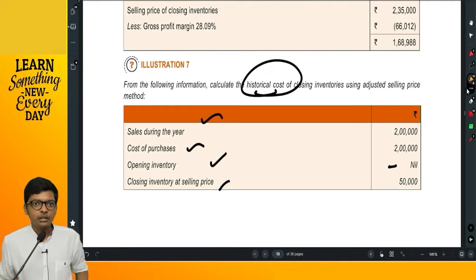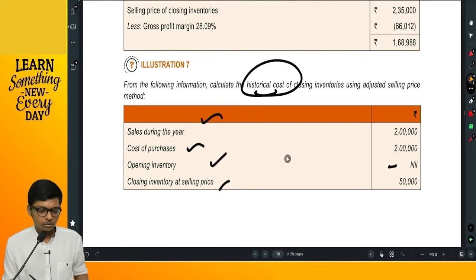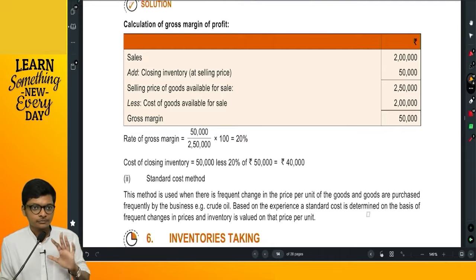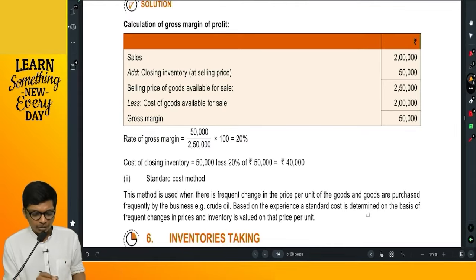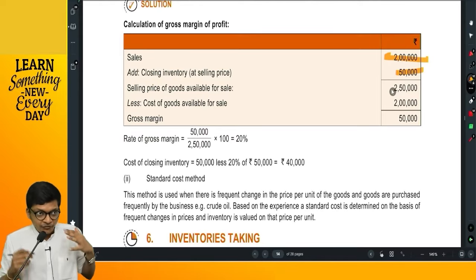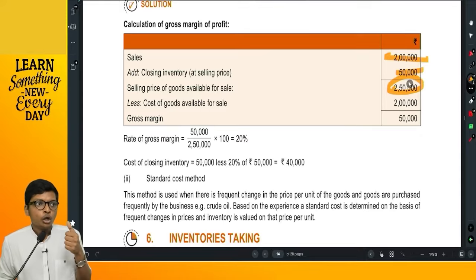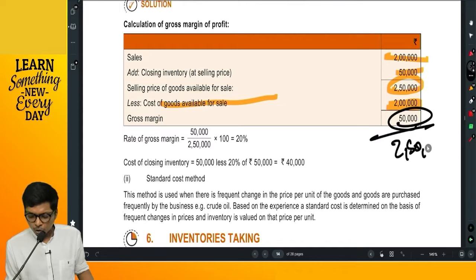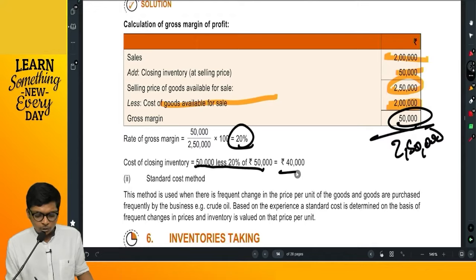Done, guys. Got the answer. What's the closing stock? 40. Check the answer. Is it 40,000? Yes. Look at this. Sales is 2 lakhs. Add closing stock, total. If I sold everything, I would have sold for 2,50,000. Less total purchases, the total profit I would have made is 50,000. So 50,000 is the total profit on sale of 2,50,000. So my margin is 20%; apply that on the closing stock and you get 40,000.